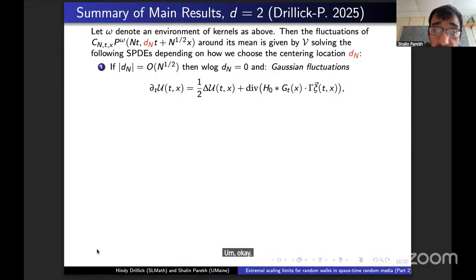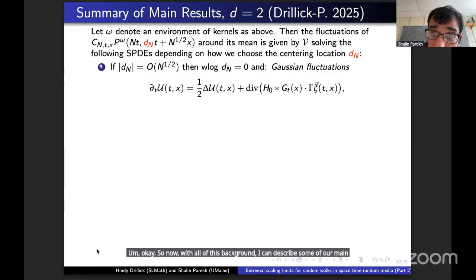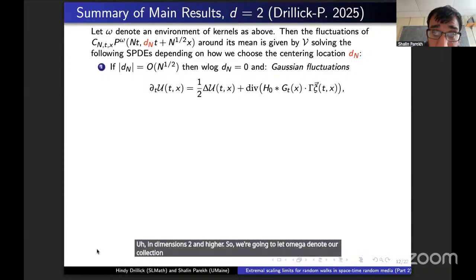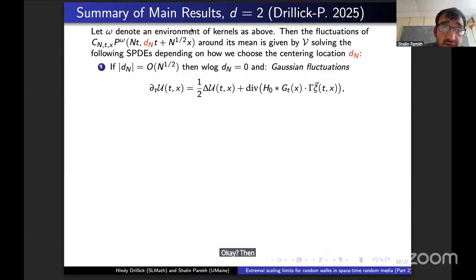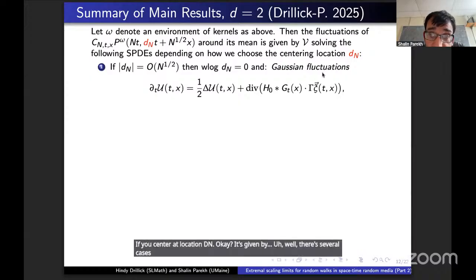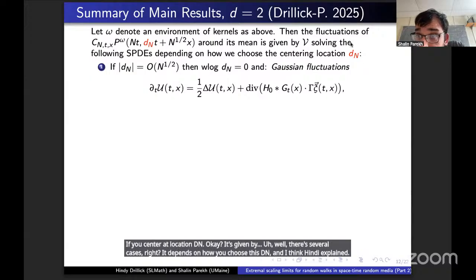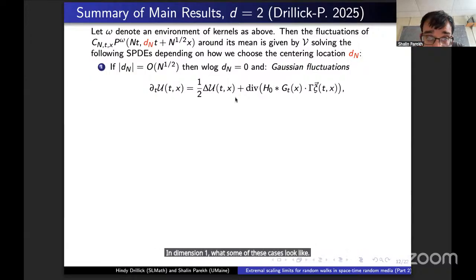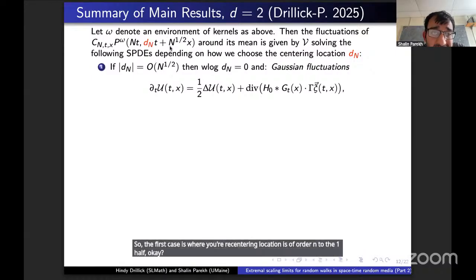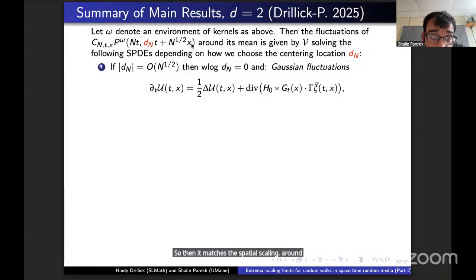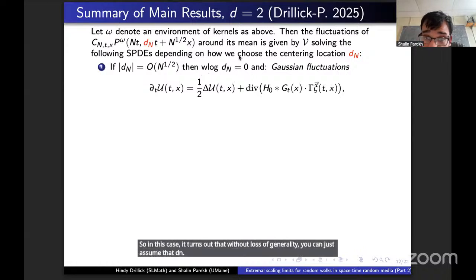Okay. So now, with all of this background, I can describe some of our main results in dimensions 2 and higher. So we're going to let omega denote our collection of kernels as before, okay? Then the fluctuations of your quenched density profile, if you center at location D_n, is given by, well, there's several cases, right? It depends on how you choose this D_n. And I think Hindy explained in dimension 1 what some of these cases look like. So the first case is where your recentering location is of order n to the 1/2, okay? So then it matches the spatial scaling around the x variable. So in this case, it turns out that without loss of generality, you can just assume that D_n is the origin, meaning it is at 0.